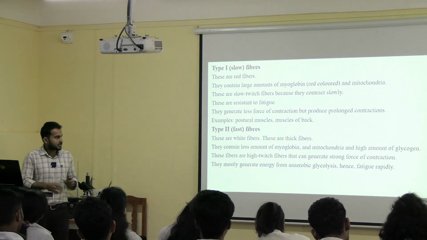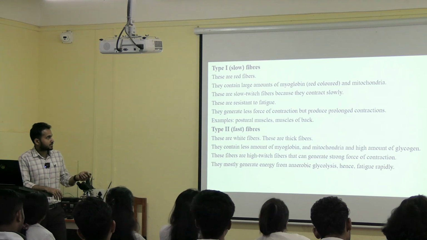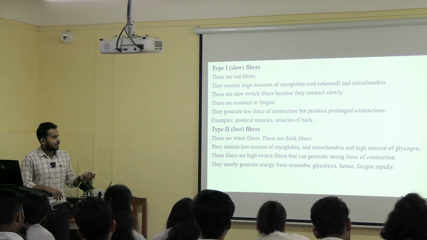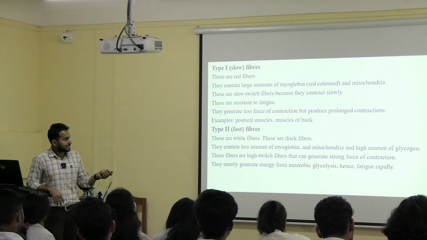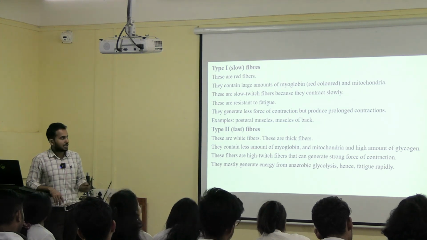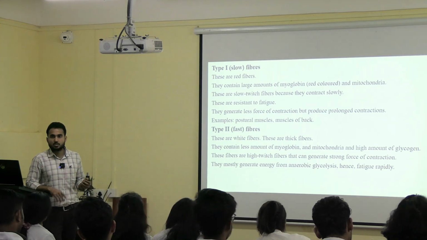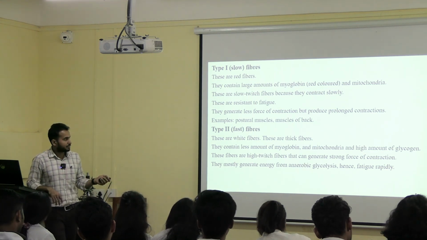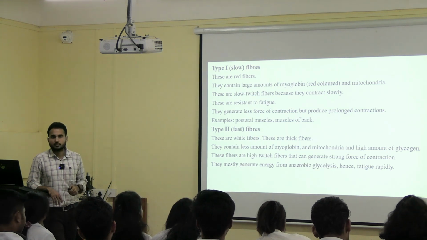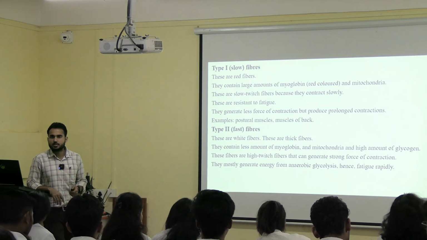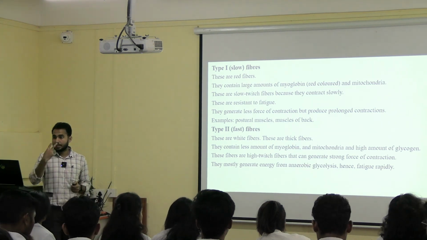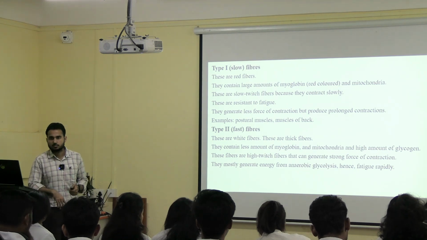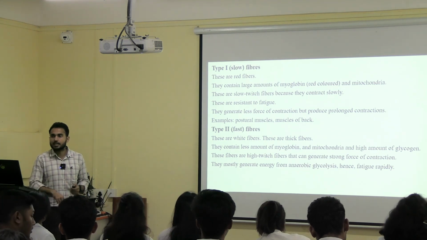Next, the other fibers are type 2 fibers. They are white fibers, thick fibers, and contain less myoglobin, but a high amount of glycogen because they have to contract very fast. Can anyone give me some examples of these type 2 fibers? Examples are the fibers of the extraocular muscles of the eyeball.